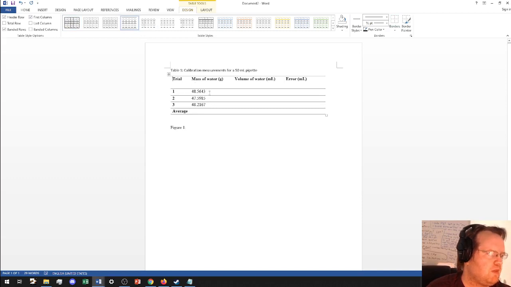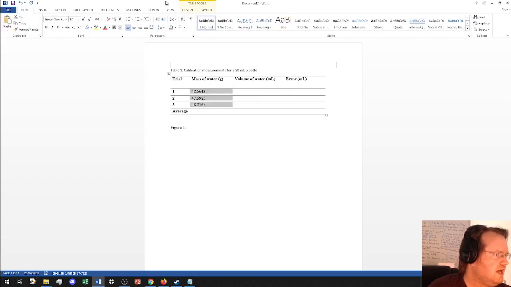Another note is that when we do something like this, you will tend to center justify this rather than left justify. So that's under Home. We'll set it up here. It's centered. That's common. You'll also see some that will be right justified.